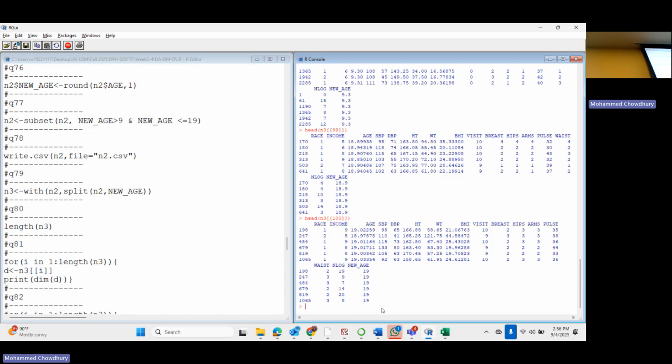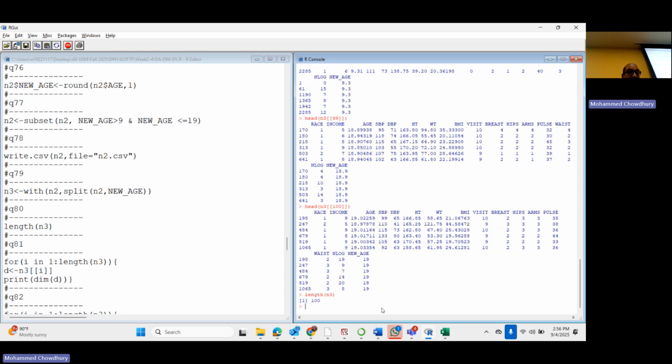So how many data sets now? 100 data sets, right? Are you seeing length of N3 equal to 100? This is what I showed you. Length of N3 equal to 100. Are you seeing? So that means N3 is a list. In that list, we have data 1, 2, 3 up to 100.